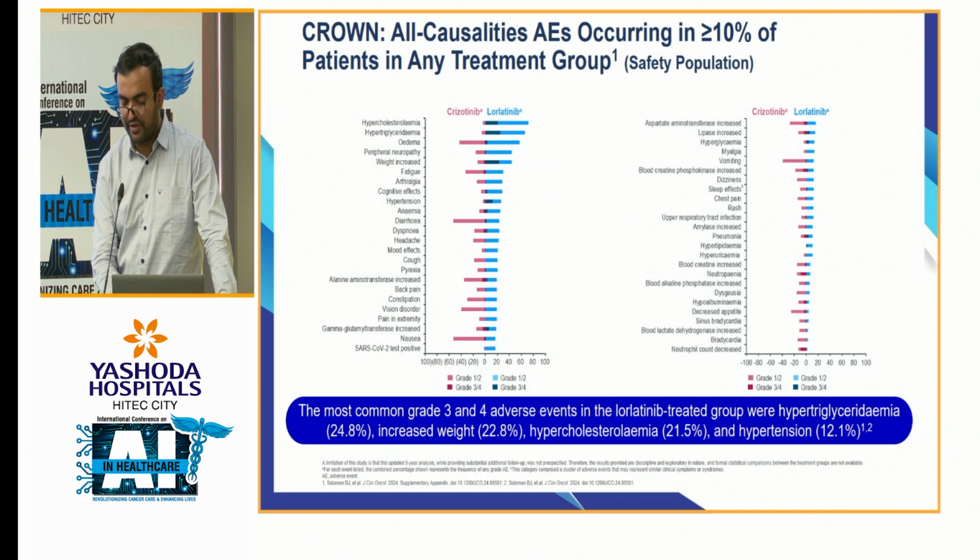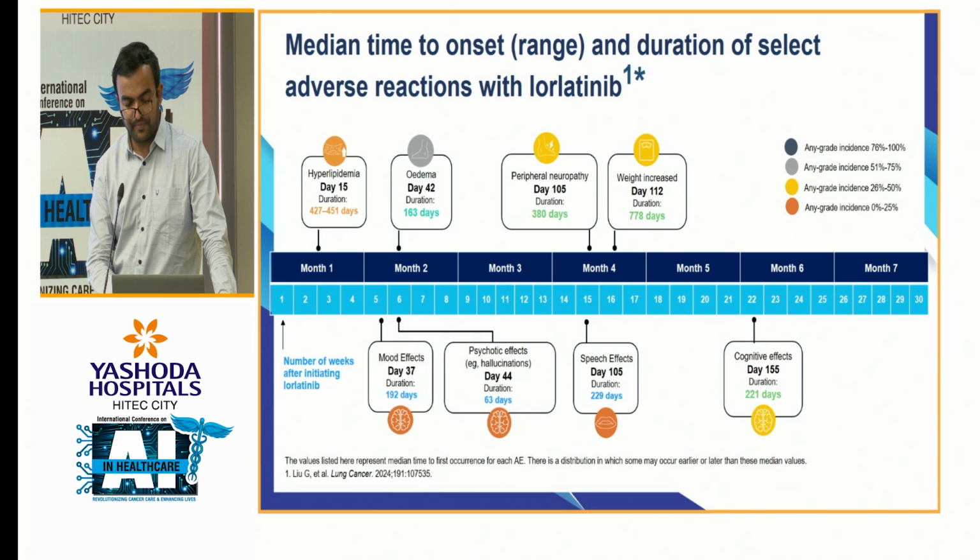With alectinib or quizartinib, most of the time you see transaminitis, visual disturbances, and sometimes diarrhea, which is seen with the earlier generations of EGFR TKIs. And this is again the different side effect profile and the median duration of onset.